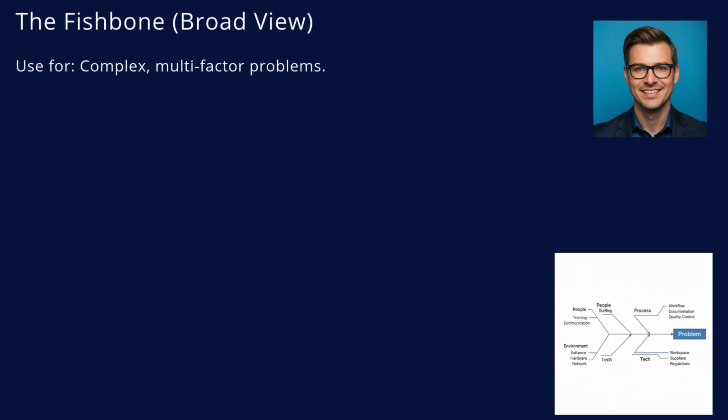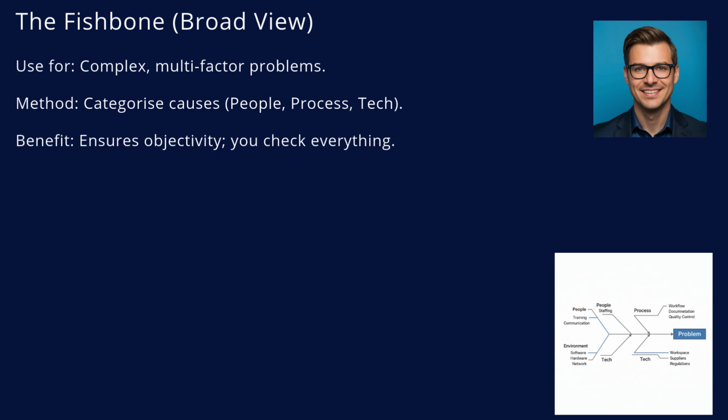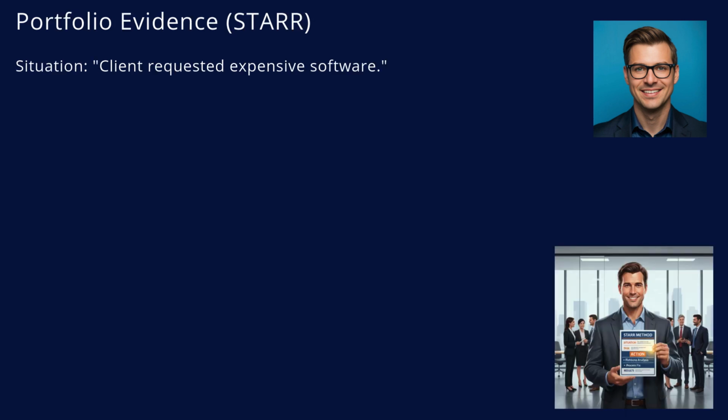For complex, messy problems, use the Fishbone Diagram or Ishikawa. Draw the problem at the head, and then categorize potential causes into ribs: people, process, technology, and environment. This tool ensures objectivity because it forces you to look beyond just the technical symptoms. You check every category, ensuring you don't miss a training issue or a process flaw that is masquerading as a tech bug. For your portfolio, use this STARR example.